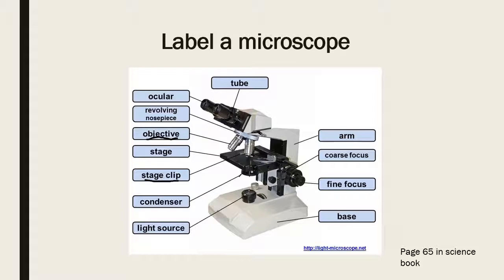So then we have the condenser. The condenser controls the amount of light that goes in through the specimen. We've got the light source. We need light to see our specimen properly. The base is what holds everything together. Here's the arm and here's the base, basically part of the structure of the microscope.